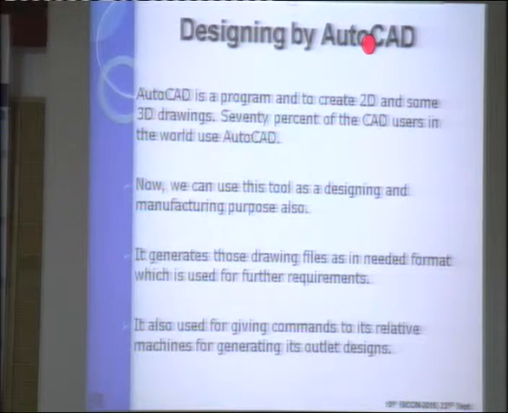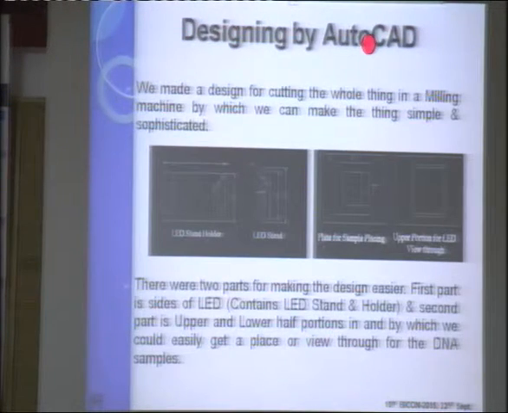Now we have designed this in AutoCAD. AutoCAD is a basic software for designing and drafting purposes. For generating those files, we have done this AutoCAD project as a DWG file, and we have to convert this file to another format so that our milling machine can do its job by cutting all the things designed in AutoCAD.